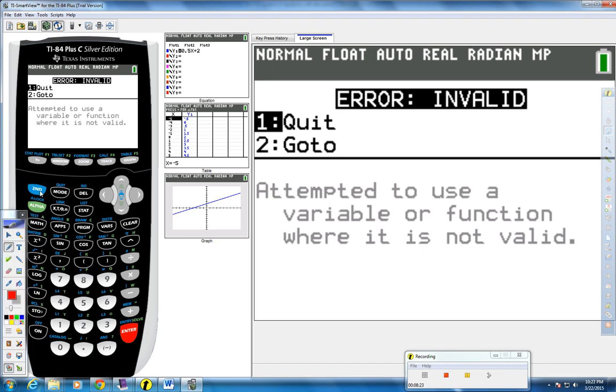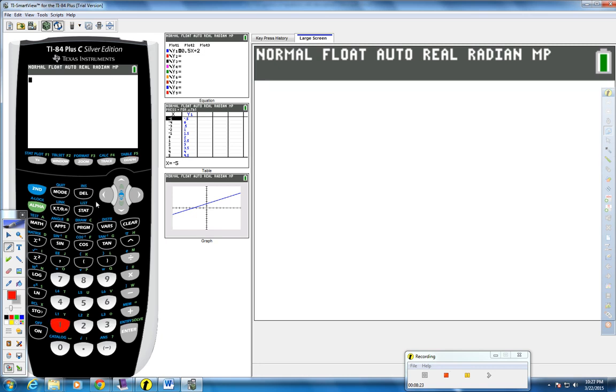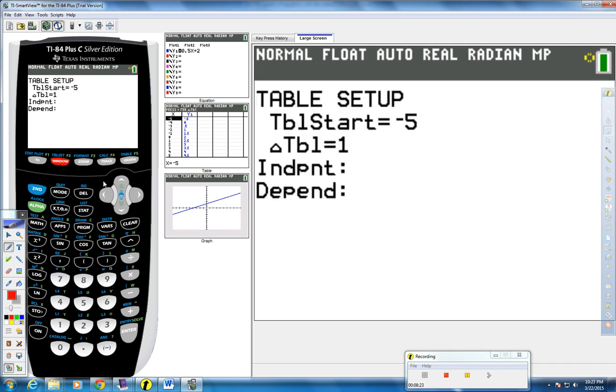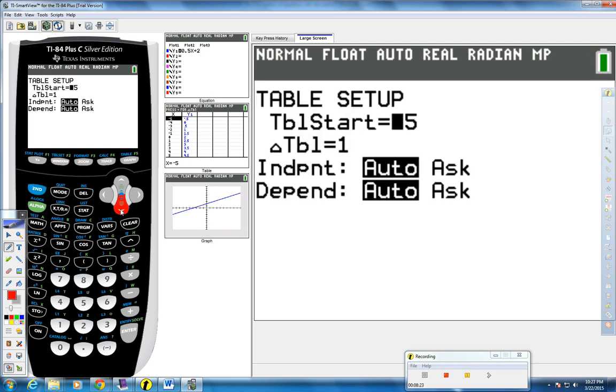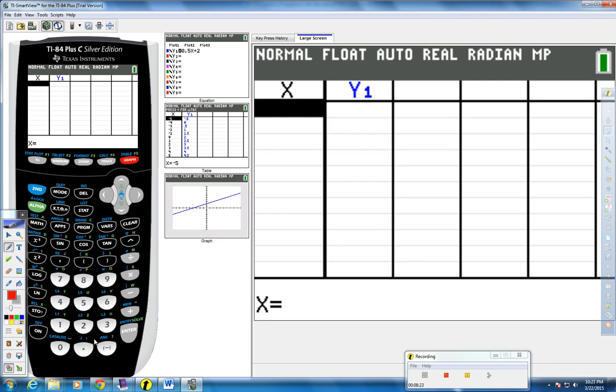I could go to the table if I wanted to do that. Oh, I should probably say quit first, right? Quit. And I could go to my table. First, I got to make sure my table's set. Oh, my table needs to be set on ask. I want it to ask me. So I could go to my table, and I could enter in something like 200, for that matter, and it would give me an output of 102.